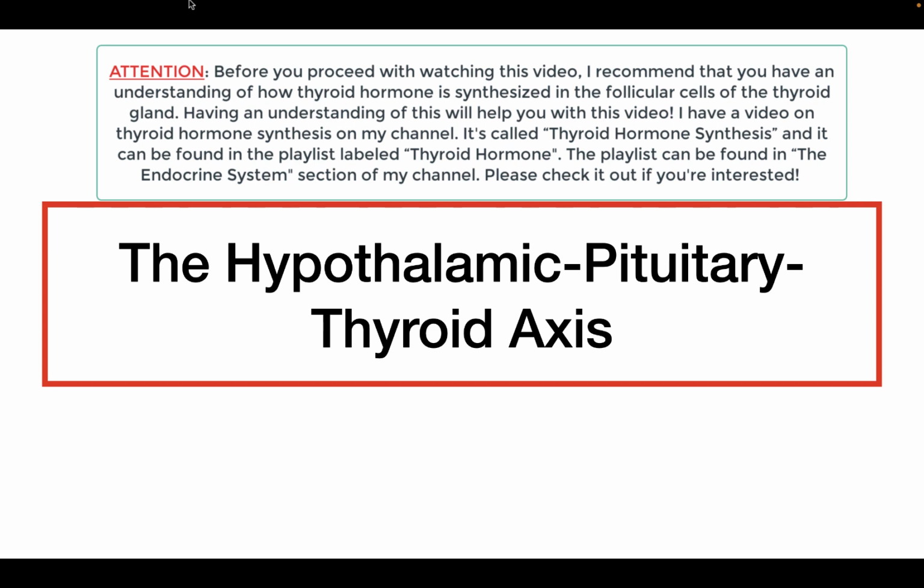In today's video, we're talking about the hypothalamic-pituitary-thyroid axis. So with that, let's give it a go. So what is the hypothalamic-pituitary-thyroid axis? Well, the hypothalamic-pituitary-thyroid axis is basically a big regulation cycle. And this regulation cycle begins with the hypothalamus.